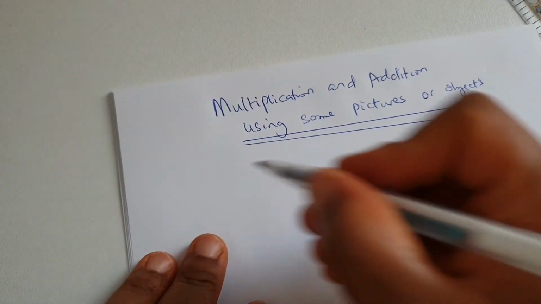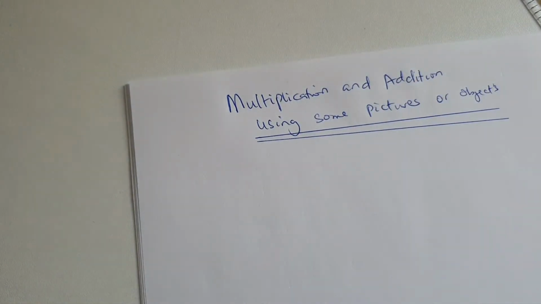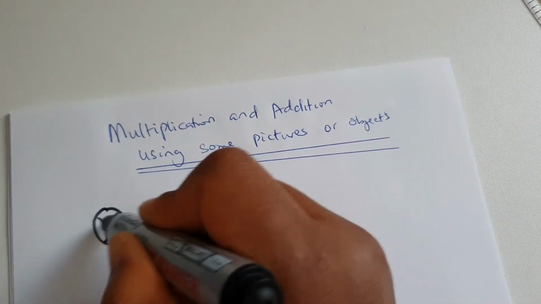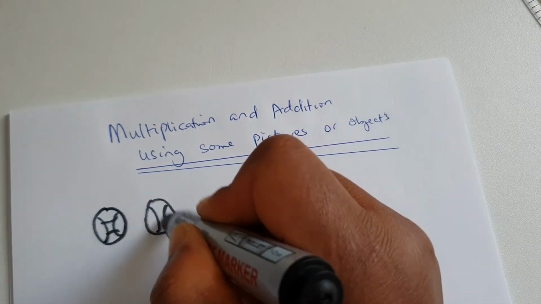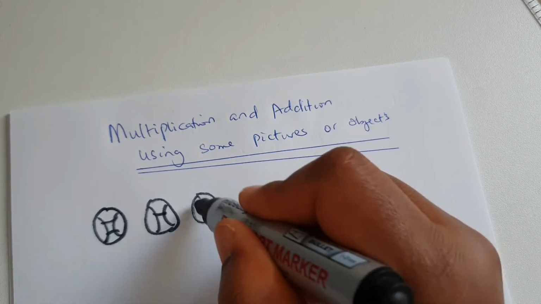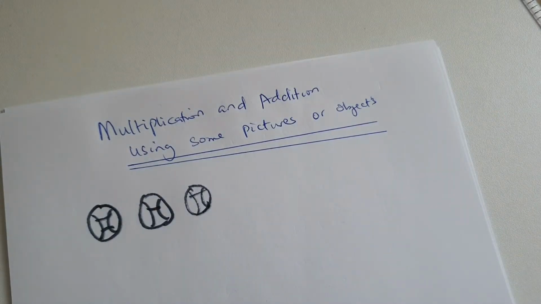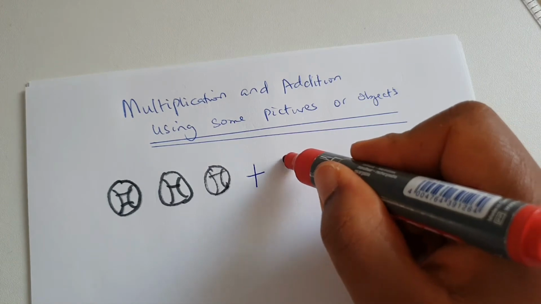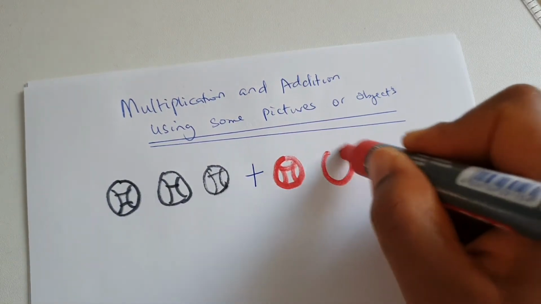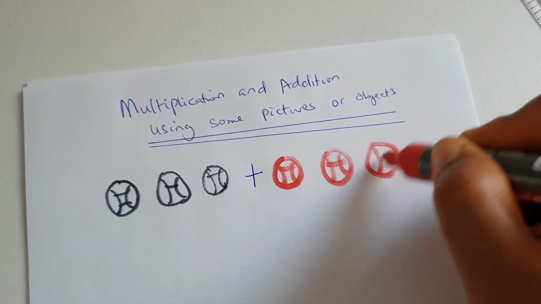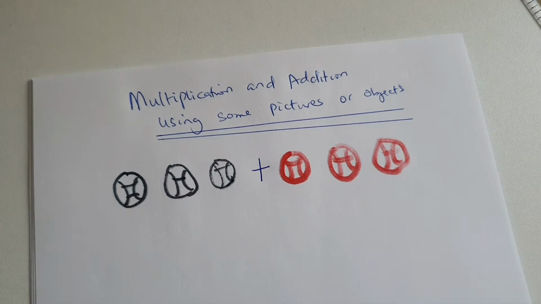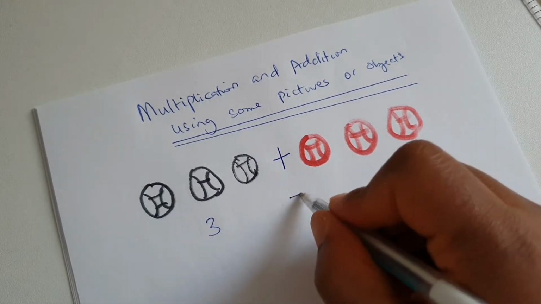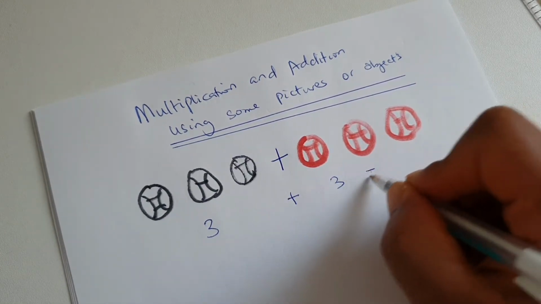Let me say I have, you know, I always like football, so I'll draw my football again. So I have this football, then plus I have black footballs, 3 black footballs plus 3 red footballs. So what this is all about, this is 3 plus 3 is equal to 6.